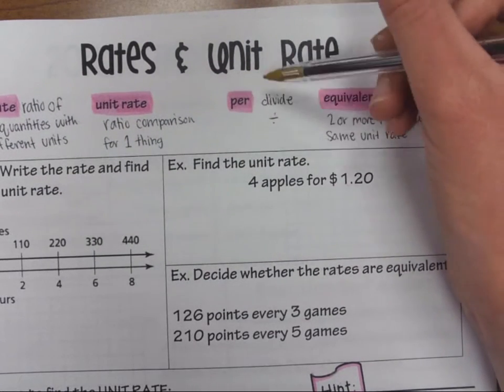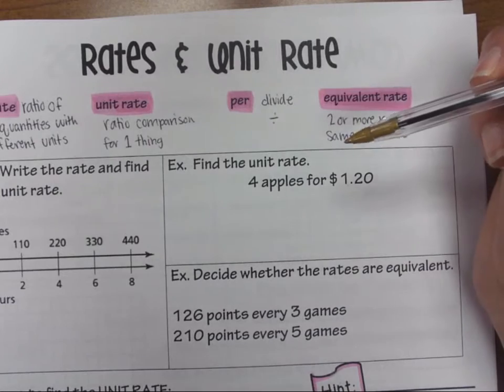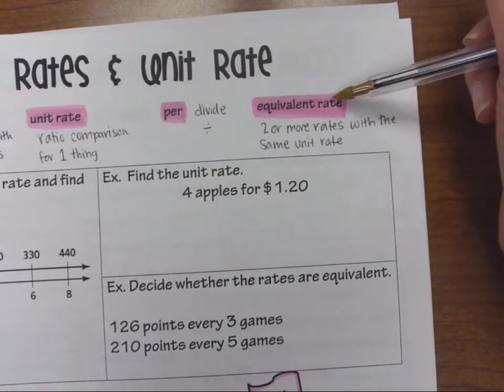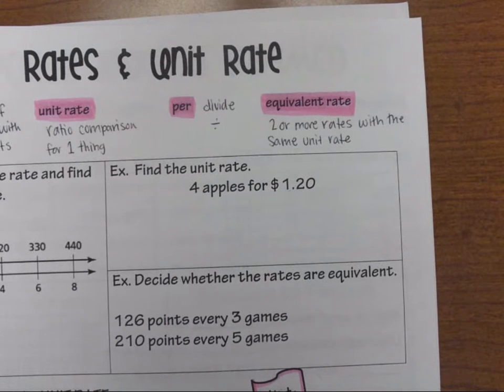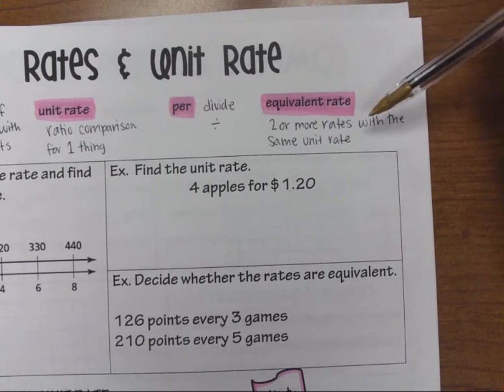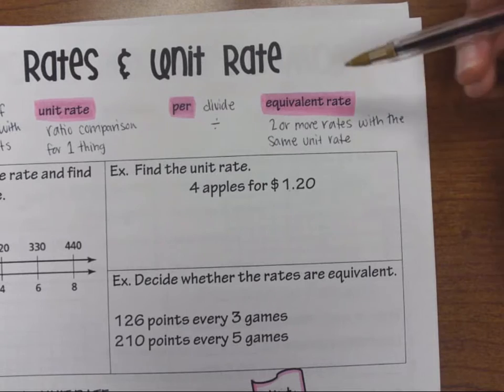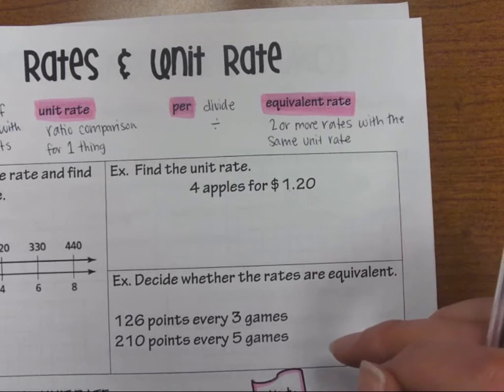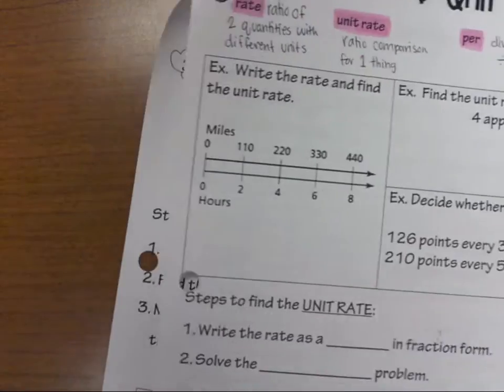Per means to divide. So when we say miles per gallon, every time we hear that per, we're going to be dividing. And then an equivalent rate, it's like the equivalent ratio or the equivalent fraction. It's two or more rates that are equivalent to each other, which means that they have the same unit rate. They're going to simplify down to the same thing.